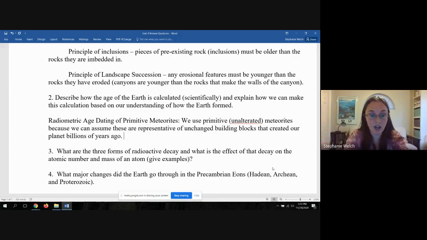So we have these unaltered building blocks, and we can use radiometric age dating using uranium with a mass of 235 to its decayed counterpart, lead 207.